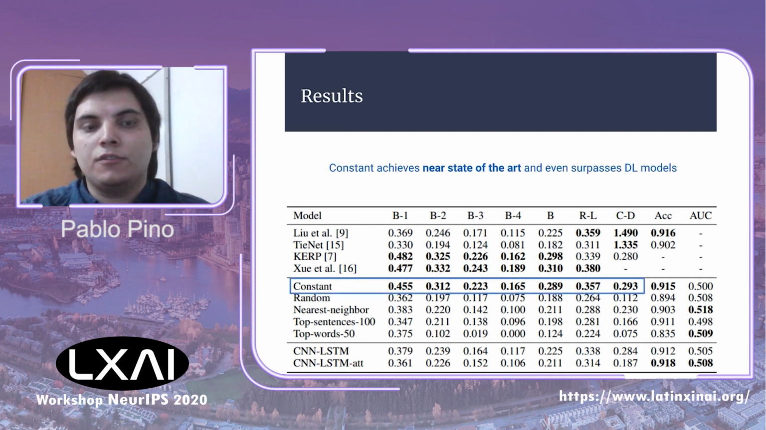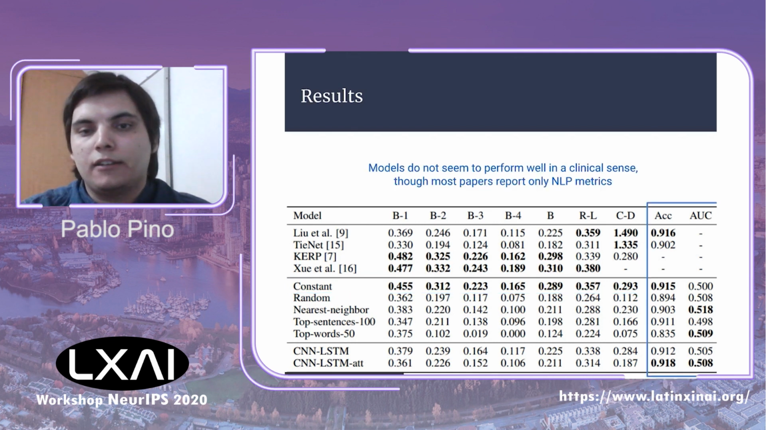First, we can see that the constant model achieves near state-of-the-art performance in most of the NLP metrics, and it even surpasses some deep learning models, the ones from the literature and the ones that we trained. This is not expected, as any model that we train should be able to surpass this very simple baseline. Second, we can see that the models do not seem to be performing very well in a clinical sense, as the AUC score is near 0.5, which is almost as good as random. Though you can also see that most papers do not report this type of metric, as they only report NLP metrics.